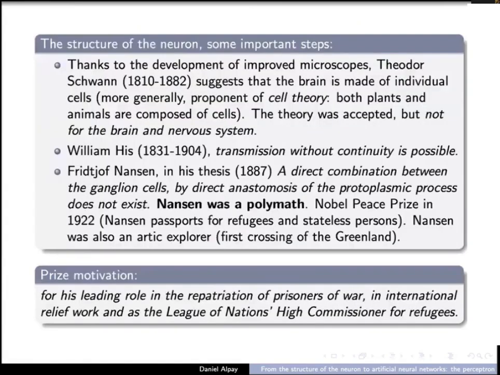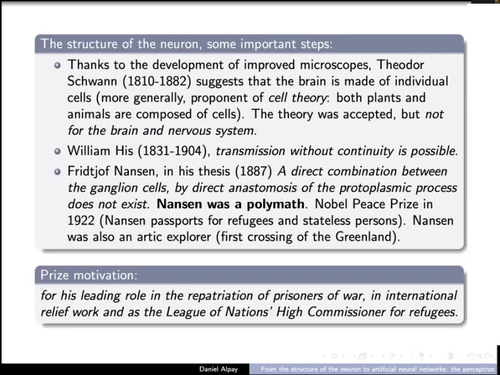Okay, so some more steps. Theodor Schwann was one of the first to suggest that the brain was made of individual cells. He's a proponent of cell theory: both plants and animals are composed of cells. But this was not accepted for the brain because you cannot really see in the brain. You needed the methods of Golgi, and even then you cannot really see, so it was not accepted. This is not a list of all the persons, I just mentioned some high points. William His: transmission without continuity is possible.